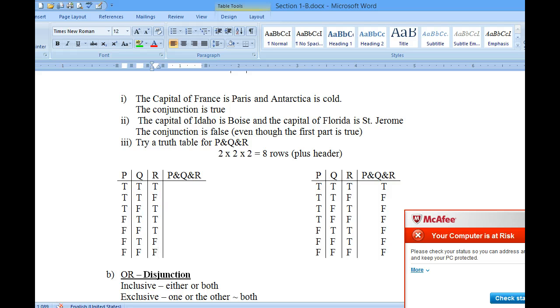Now I know that I have 8 rows and I know that each of these are different. So when I'm filling that in, I know that if I haven't repeated anything, then I have all the combinations because there's only 8 combinations available for the P, Q, and R.